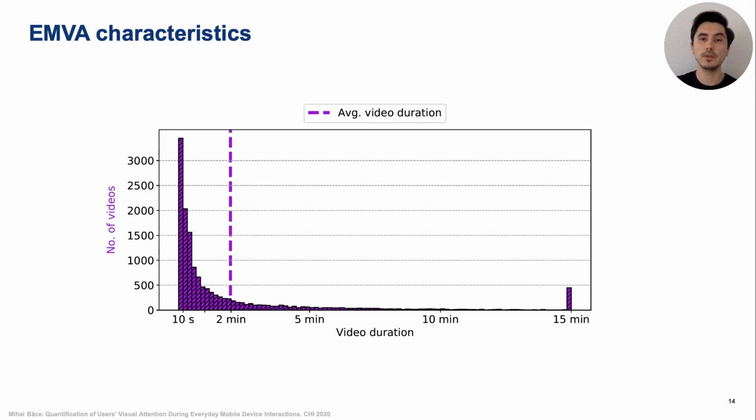In this figure, you can see a histogram of the video and hence interaction duration. While the average video duration is about 2 minutes, many videos, around 24% of them, are less than 10 seconds long. This further supports the theory that mobile interactions are highly fragmented.